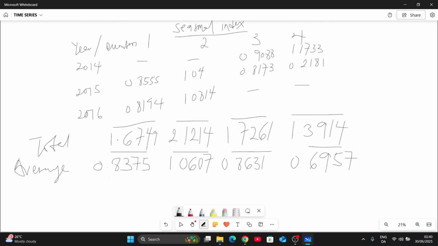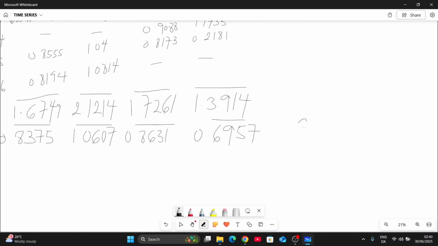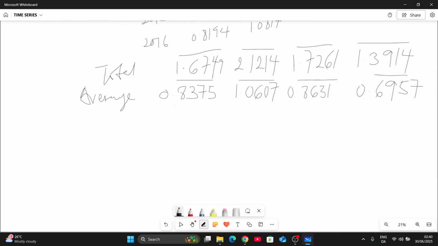So when we add the averages here, it should give us 4. So now let's add them. 0.8375 plus 1.0607 plus 0.8631 plus 0.6957, which is giving us a total of 3.457, which is not up to 4. What do we need? We have to adjust it to 4. How do we adjust it?